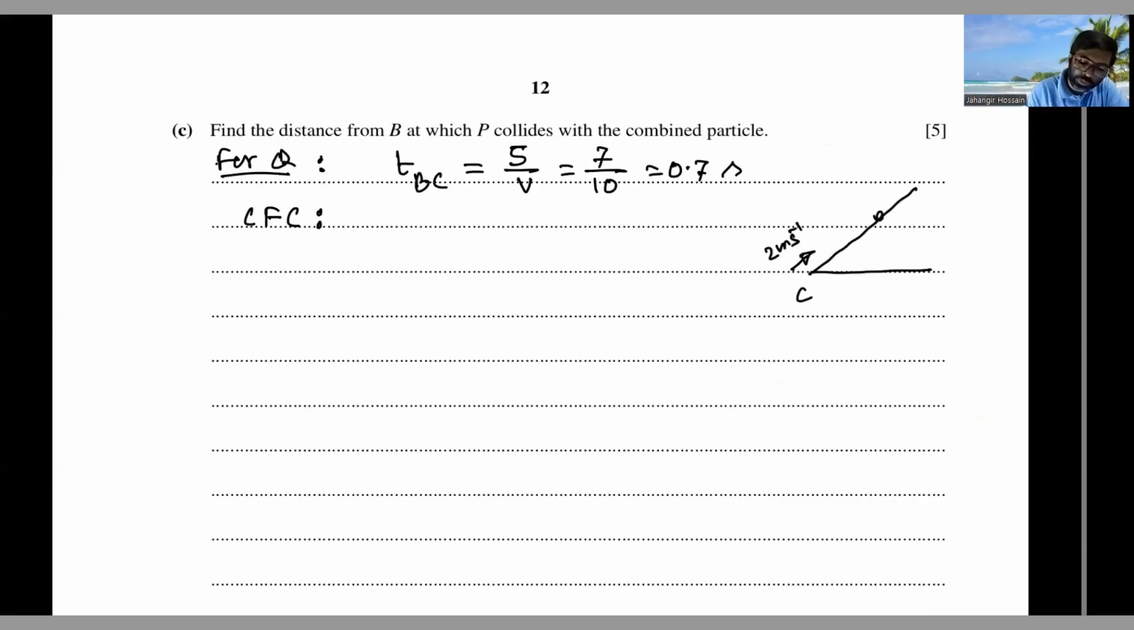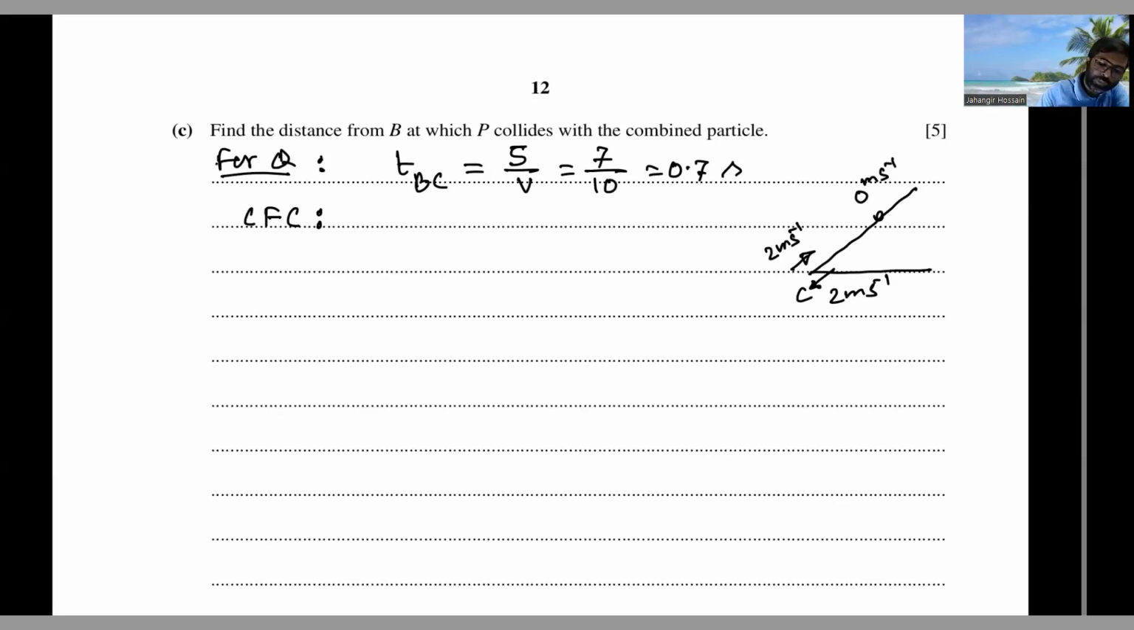Not only Q, they move as a combined particle, which comes to instantaneous rest here. Then it returns back since there is no friction. The acceleration is constant here, moving against gravity only. So when it returns back to C, it also moves with 2 meters per second, because the acceleration along segment CFC is constant. So we have final velocity -2, initial velocity +2, and we need to find the acceleration.